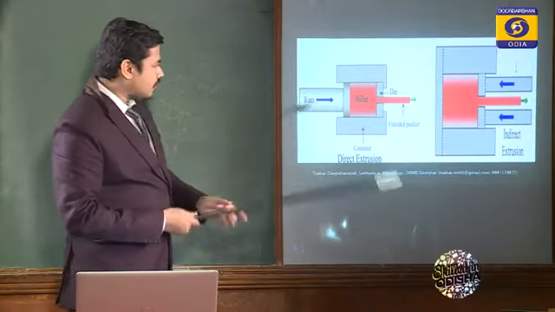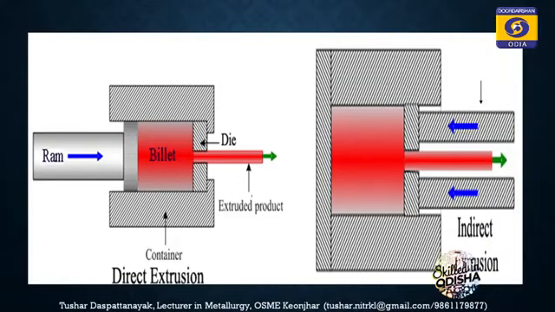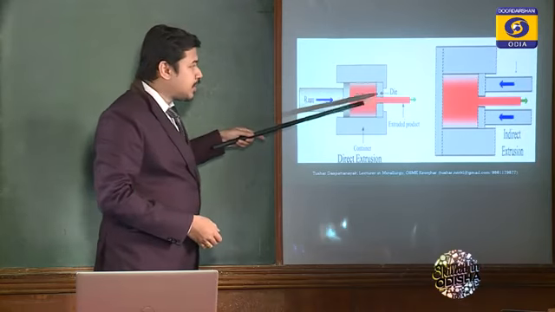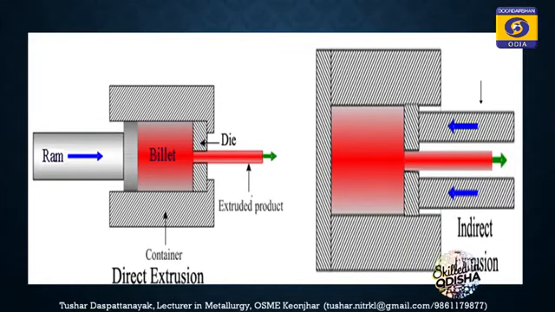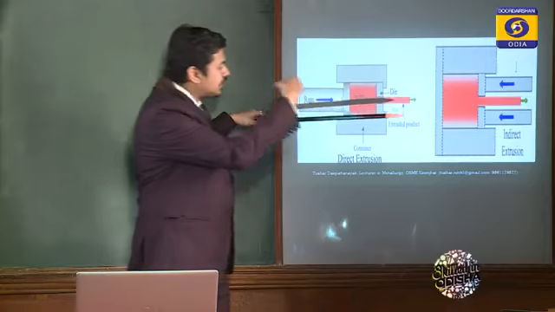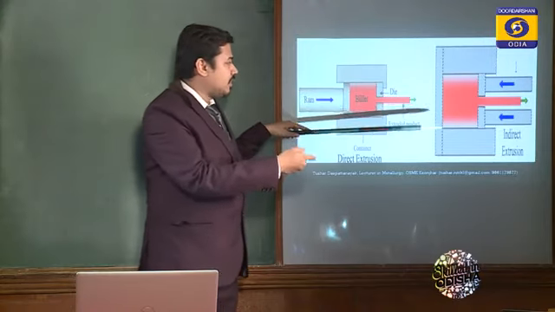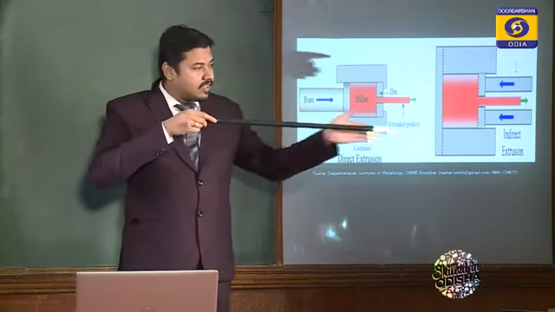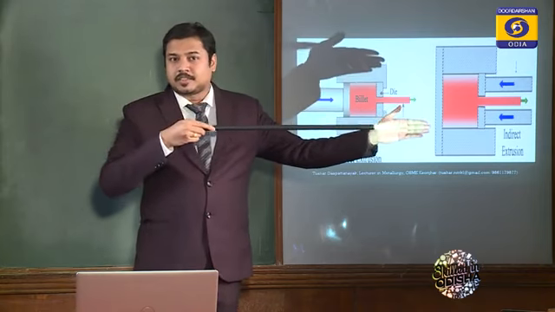Look at this. This is a solid ram. This is a billet. This is the container. This is the die. I'm applying force from this side. The extruded product comes out from the same side, that is in the direction of force. This is direct extrusion. The application of force and the direction of product are in the same direction.